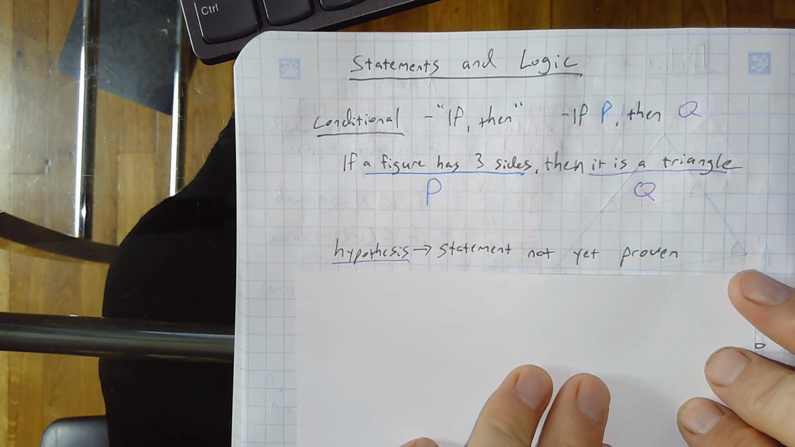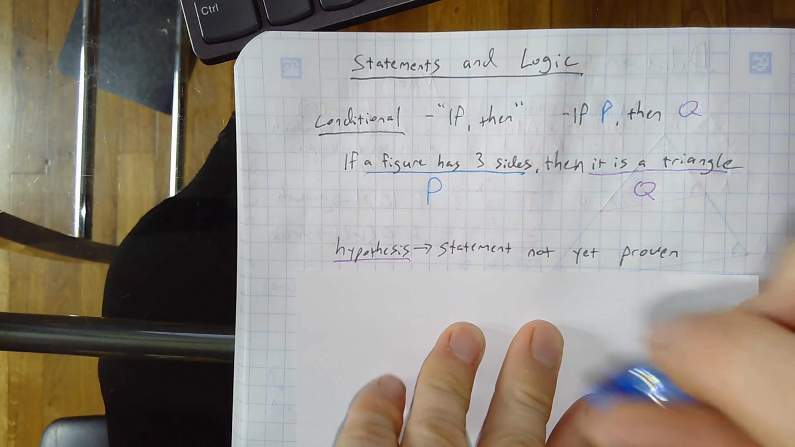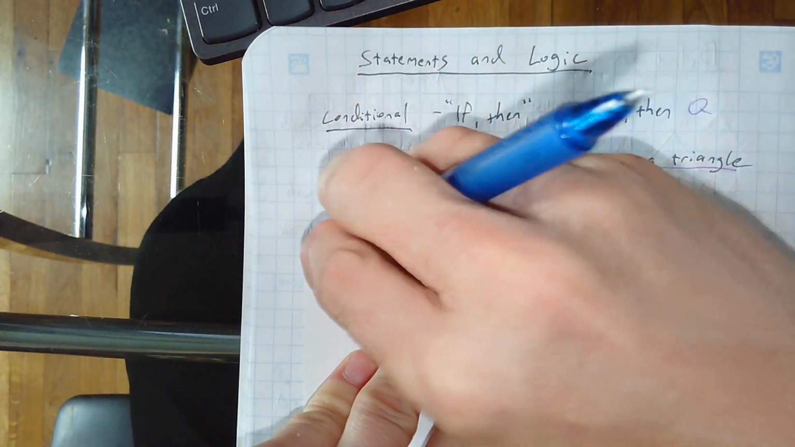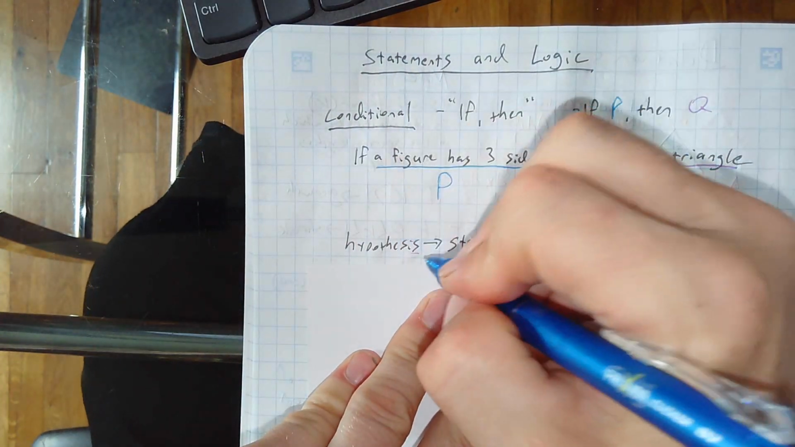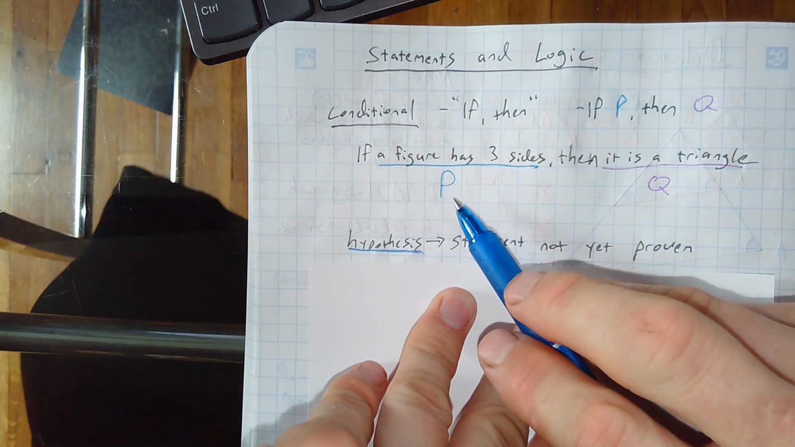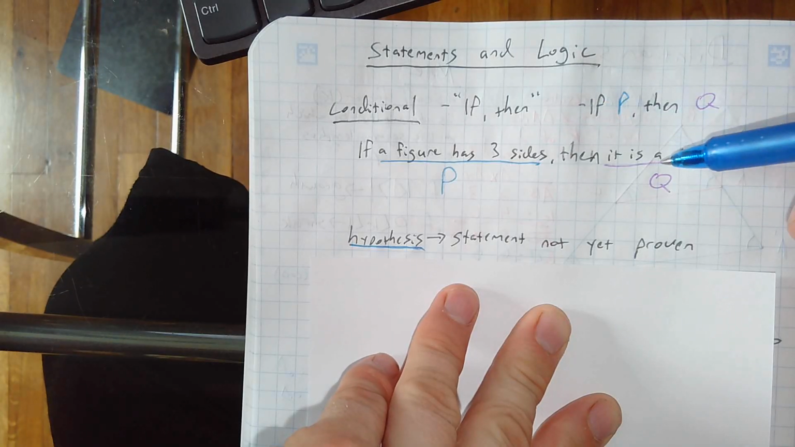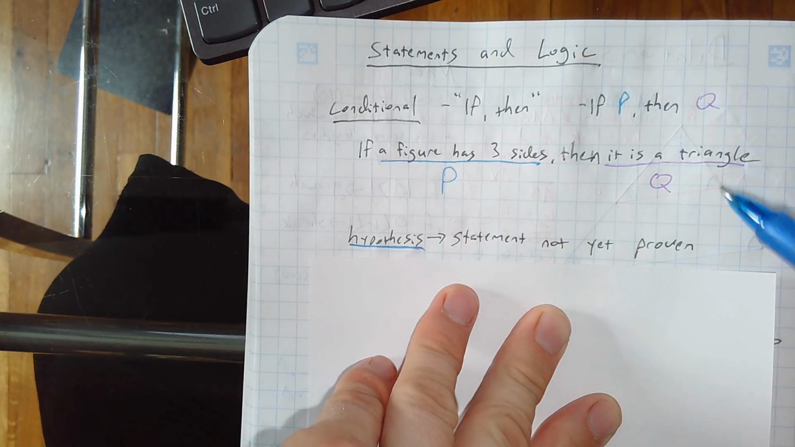Okay? A hypothesis is a statement that is not yet proven. It is the part, actually, this should be underlined with a blue line. The hypothesis is the P part. Hypothesis has a P in it. And then the Q part is the conclusion that is made if the hypothesis is true.